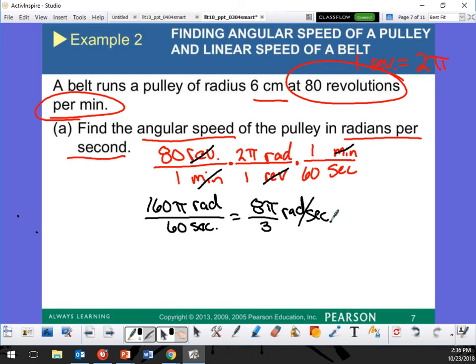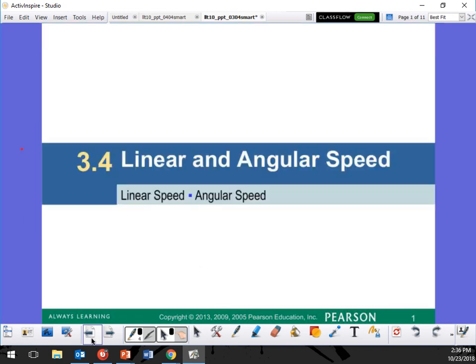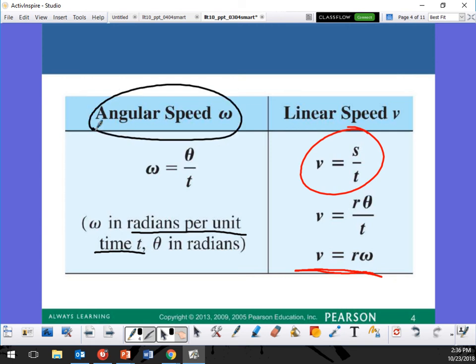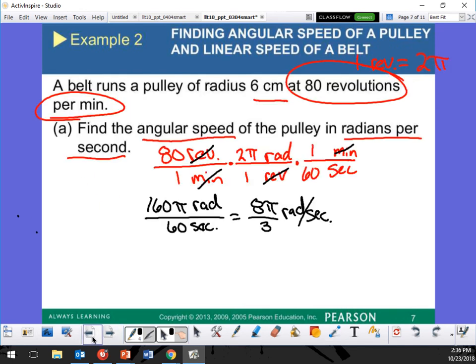Now, we're finding angular speed, and it's angle over time. There it is. Angular speed is radians per unit of time. So do I have radians per unit of time here? Yeah, radians per second. What's the unit of time? Seconds. That's time, right? Yeah, you're right. So there's my omega, that's my angular speed there.